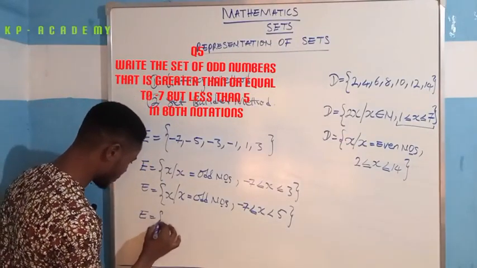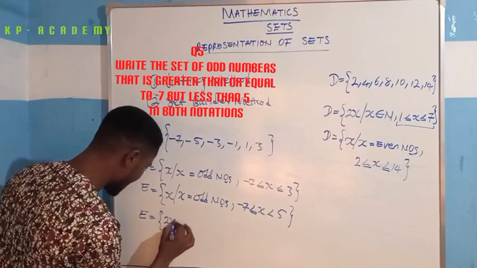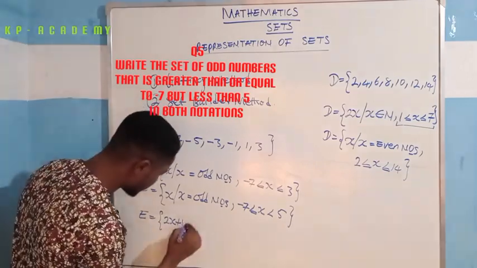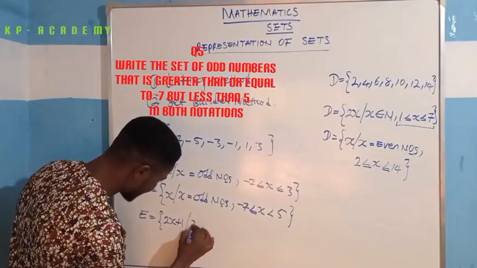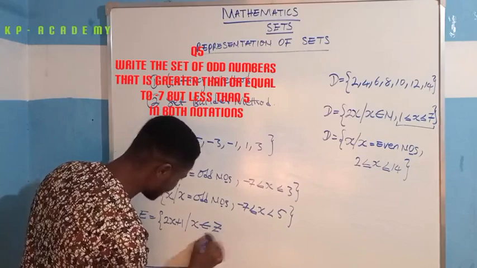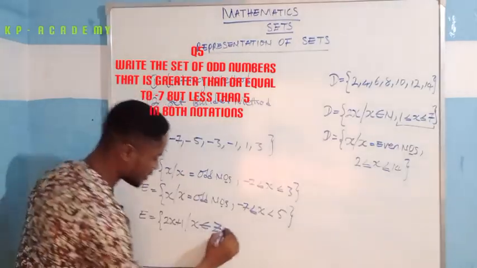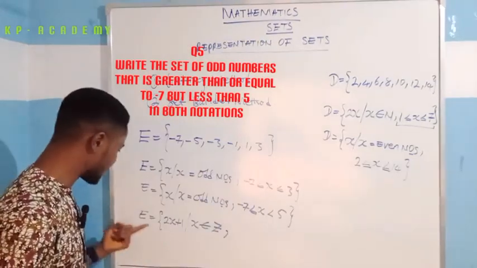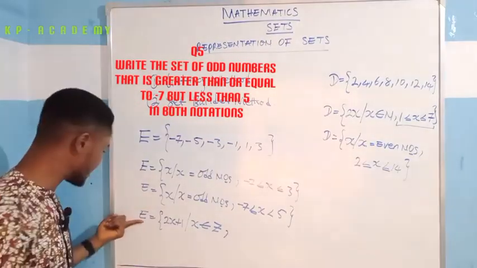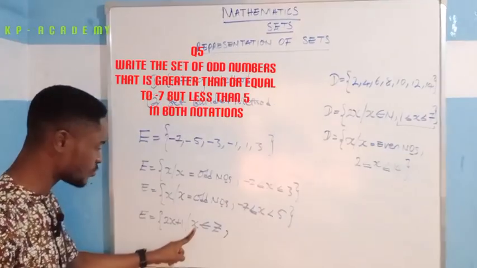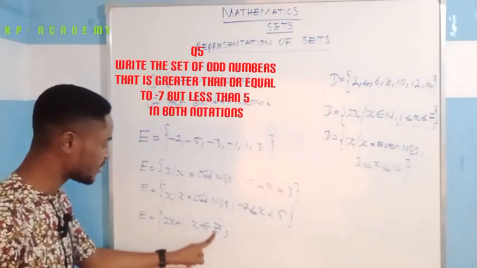And of course, the next way we can represent this is that E, this set of odd numbers, is the set of 2x plus 1 such that x is an element of integer. Now the next part is going to be the condition. So I've said that the set E is the set of 2x plus 1 such that x is an element of integer.